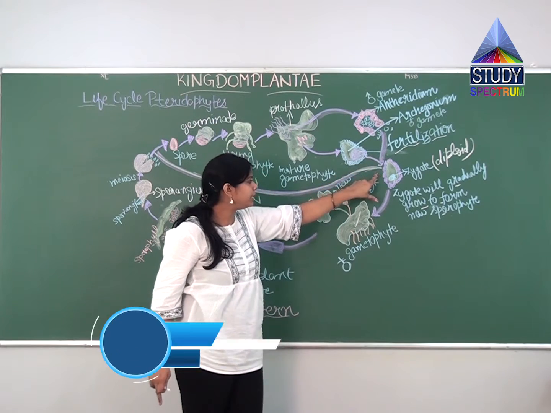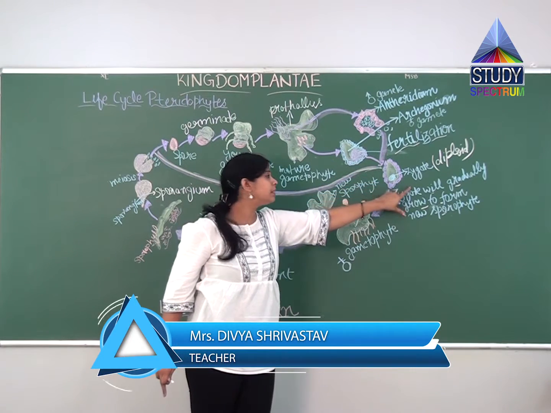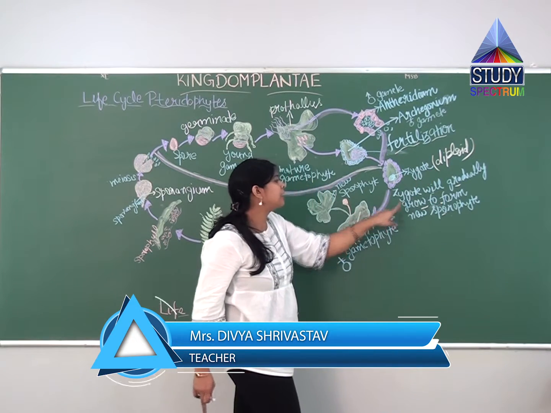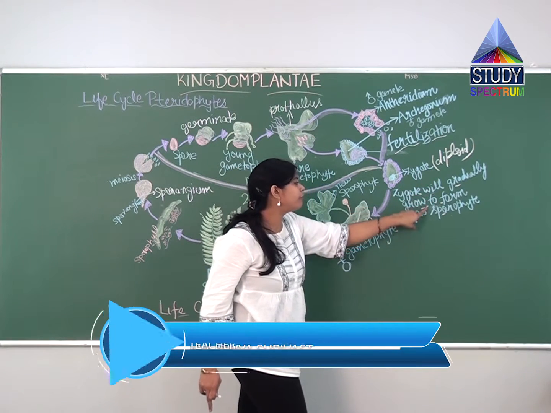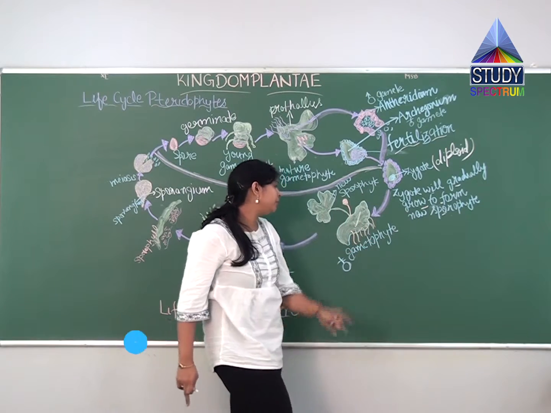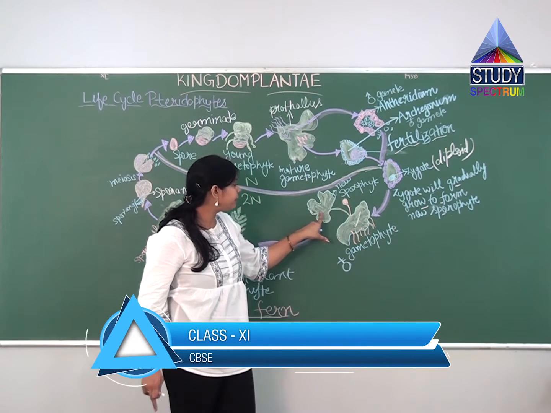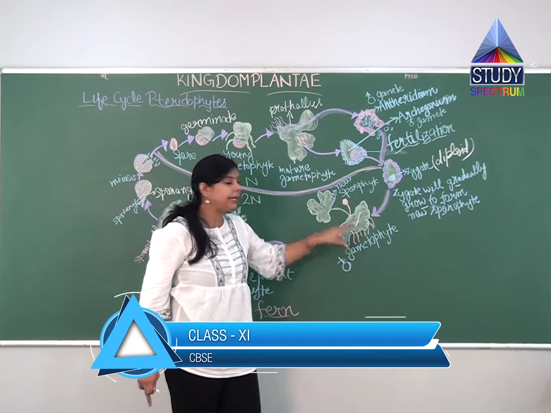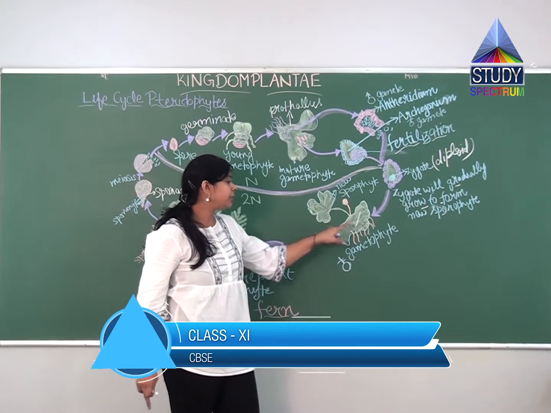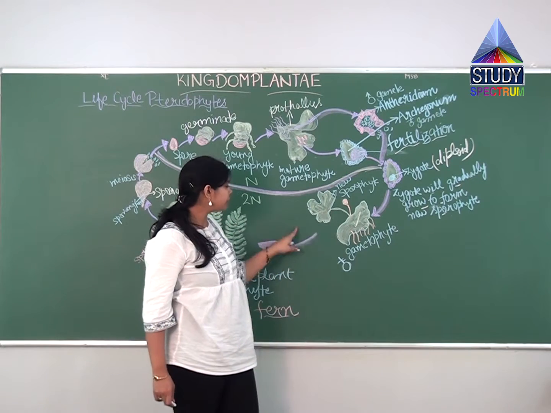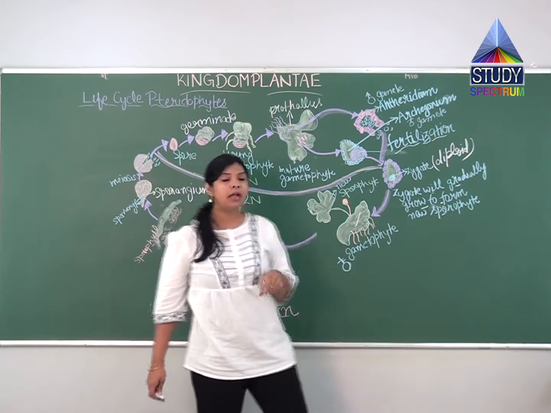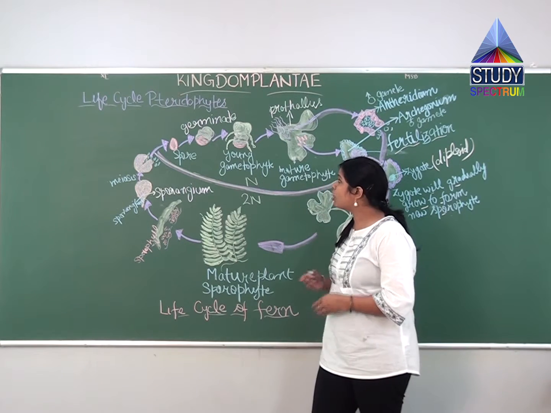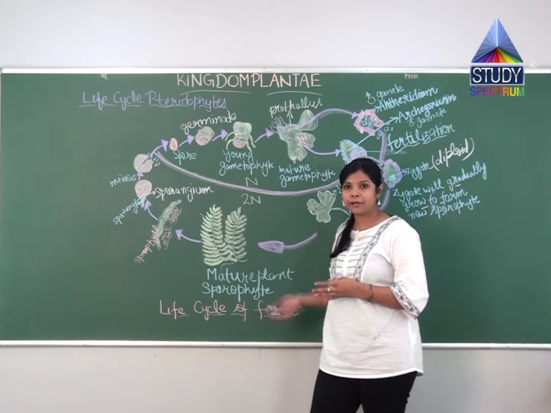And here the fusion will take place and form the zygote, which is a diploid stage, and this zygote will gradually grow to form a new sporophyte. So here the new sporophyte is dependent on the female gametophyte for its nutrition. Now after some time it will gradually grow and form the mature sporophyte. So this is all about the life cycle of pteridophytes.